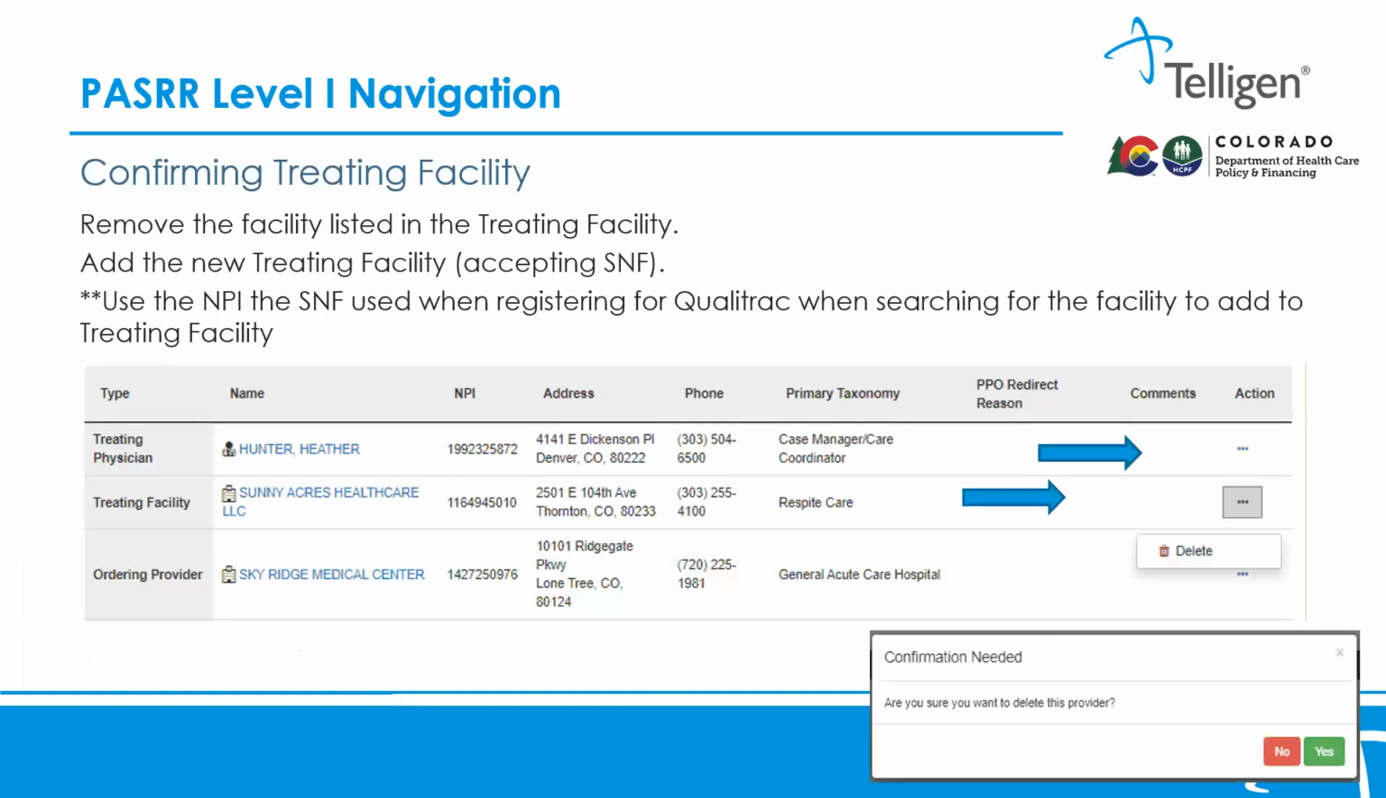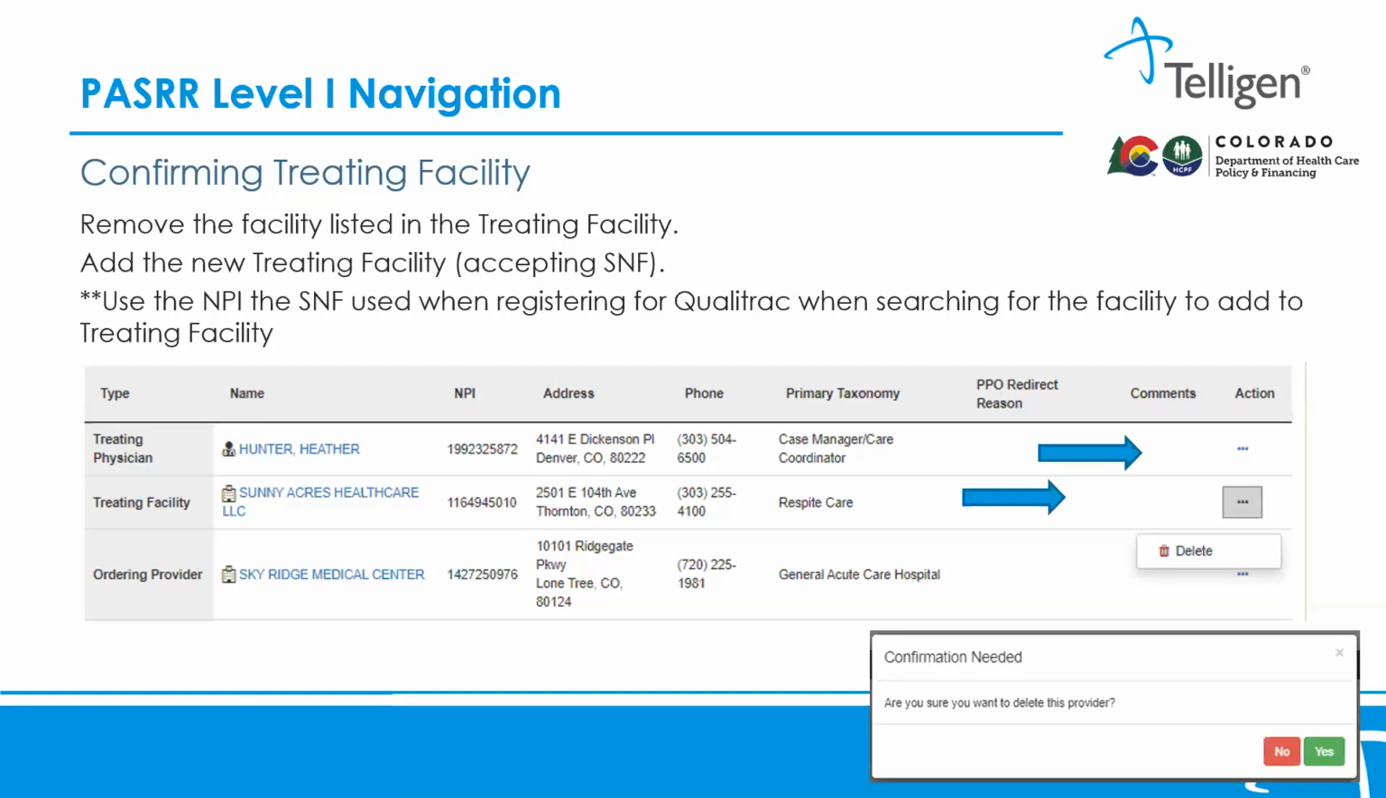Once you've clicked Edit in that action button, you'll come down to the provider panel. And for example, if you're going to change the treating facility, you can click on the 3 dots next to it, which will open up an option for you to delete that treating facility. In this case, Sunny Acres is the one that we've put in. We're going to click Delete, and then a pop-up is going to come up and ask you if you're sure you want to delete that case. You can click Yes, and that treating facility will be taken out of there.